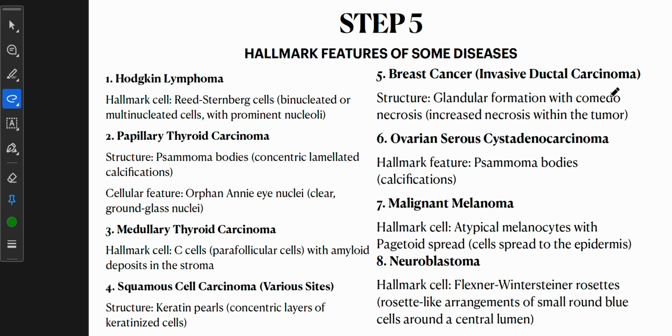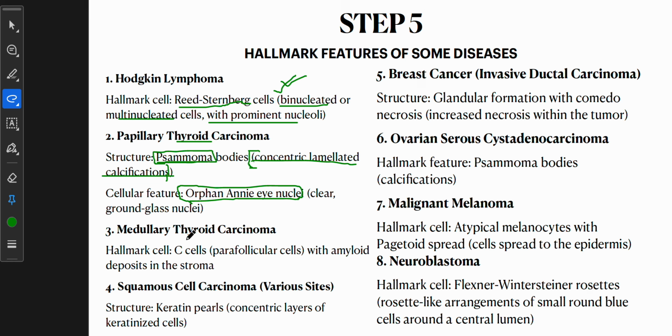There are hallmark features of some diseases you have to remember. 32 diseases are in there. In Hodgkin lymphoma, the cells are Reed-Sternberg cells, which are binucleated or multinucleated cells with prominent nucleoli. We also call it the owl's eye appearance. In papillary thyroid carcinoma, the structures are Psammoma bodies, which are concentric lamellated calcifications. Psammoma bodies are seen in different lesions. There is a mnemonic for Psammoma. We have talked about it in our general principles of neoplasia. You can look at that. And the cellular feature is Orphan Annie nuclei, ground glass nuclei.